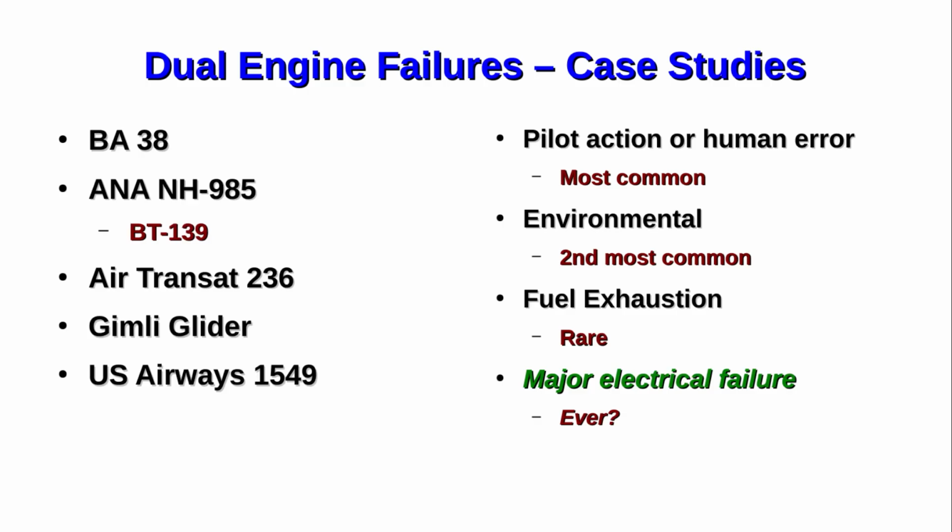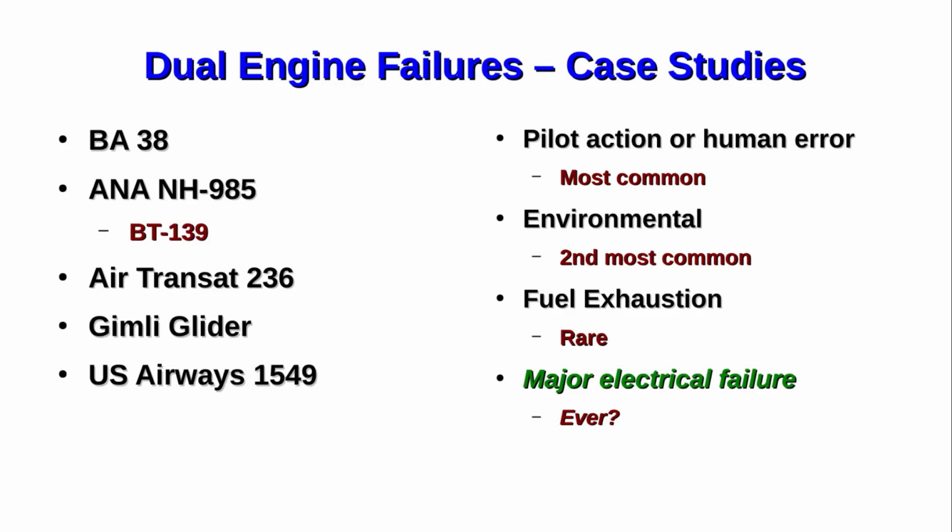Category 1, pilot action or human error, figures in about half the cases. Category 2, environmental, figures in most of the rest. Finally, fuel exhaustion was a factor in only a few cases. In general, dual engine failures are due to factors external to the engines and do not involve failures of either the FADEC or the electronic engine control, the exception being single engine failures followed by shutting down the wrong engine. They span both Boeing and Airbus aircraft about equally.